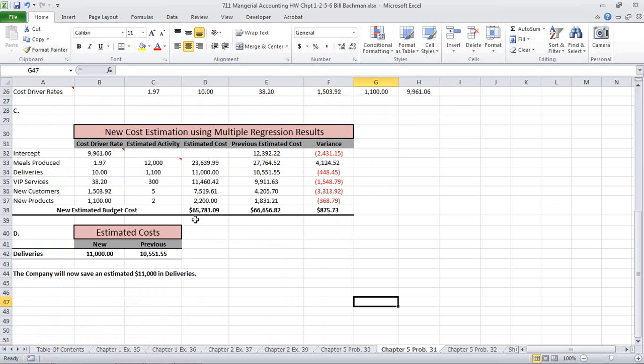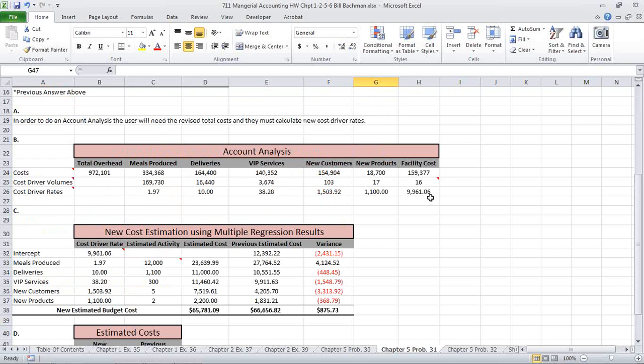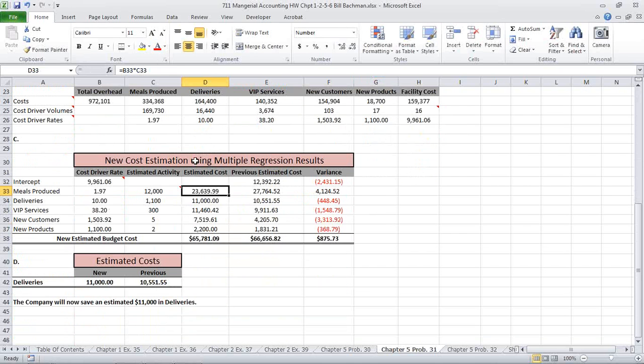Now, on to letter C, the intercept, which is a little tricky. This is equal to the CDR cost from the final facility cost above. As we can see here, the 9961 is just simply transferred down there, and we use that as the intercept. From here, we will be calculating out our estimated costs. Again, this estimated activity is given to us by the book on page 171. And it's just a simple multiplication of these two numbers, giving us a grand total of $65,781.09.